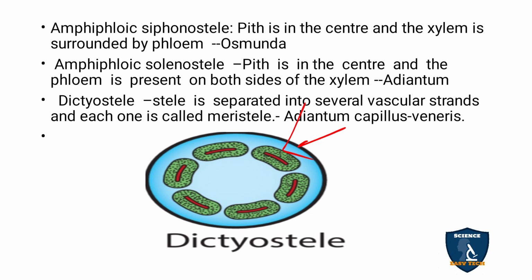And Dictyostele: the stele is separated. This one stele, this one stele, it is separated, and each is called a meristele. So many bundle-like structures form the meristele. That is called the Dictyostele. Example, Adiantum capillus veneris.